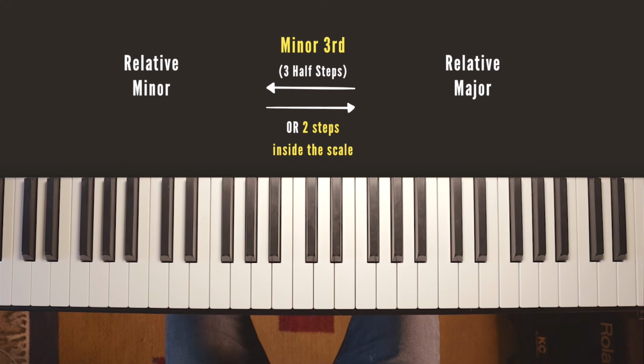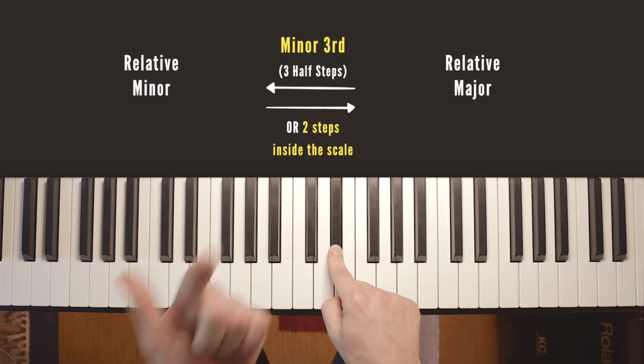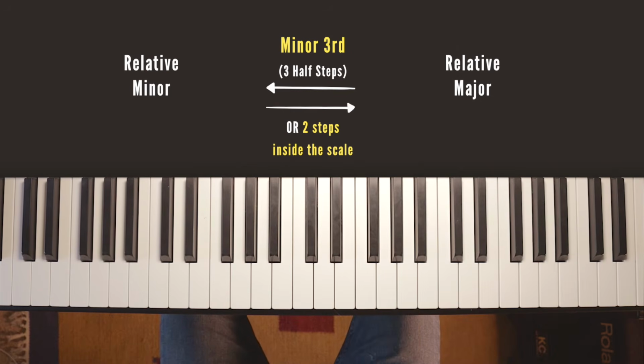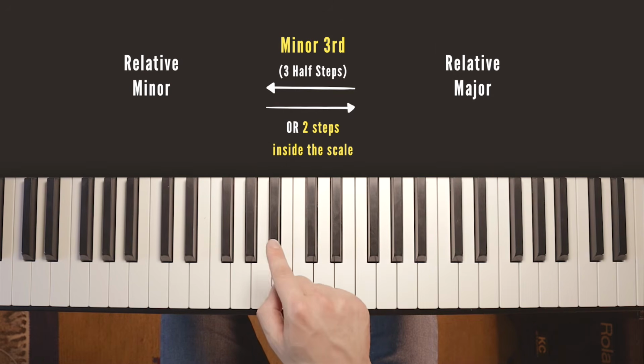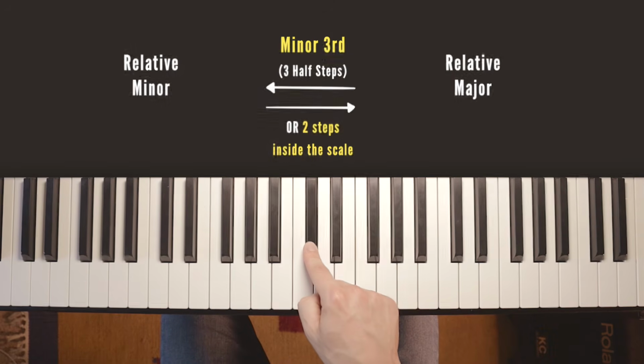Let's do some minors to majors. If I'm on C minor, go up a minor 3rd to find the relative major, E flat major. Not D sharp because C, D, E spans 3 letters. If I'm on F minor, up a minor 3rd to A flat major. If I'm on B flat minor, up a minor 3rd and I'd get D flat major.